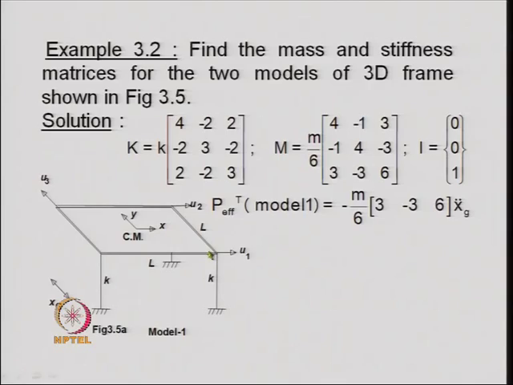Since it is a one-storied three-dimensional frame, it has 3 independent degrees of freedom. These 3 independent degrees of freedom can be chosen in different ways. Here we have considered 2 different ways of choosing the independent degrees of freedom. The model 1 shows the first way of choosing the degrees of freedom. Here, since we have got 3 independent degrees of freedom, we choose one as this degree of freedom, other as this degree of freedom, and the third one is these degrees of freedom. These three degrees of freedom are the three independent degrees of freedom.